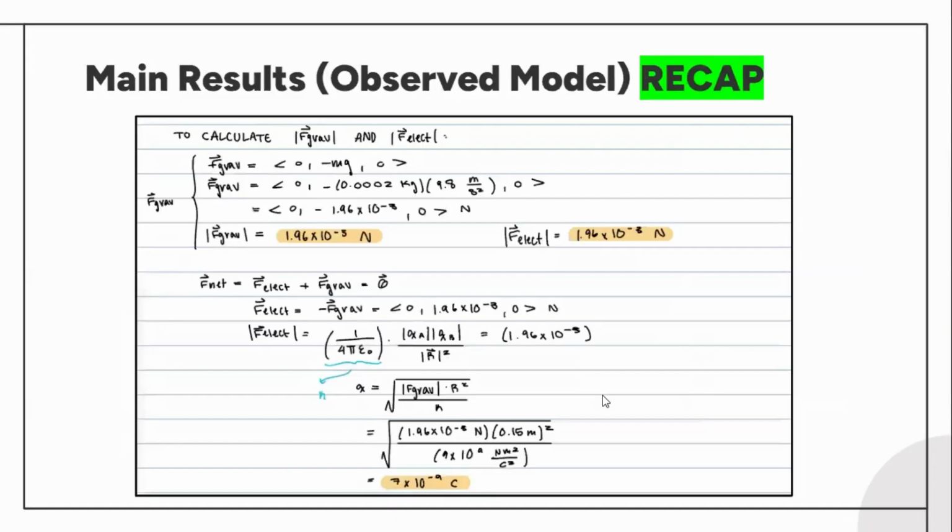Discussion and results. Here we calculated the magnitude of F grav and equated it to F elect. We used the fact that F net equals 0 and solved for the charge of the tape Q, which resultingly equaled 7 times 10 to the negative 9 coulombs. This was all part of the observed experiment from lab 1.